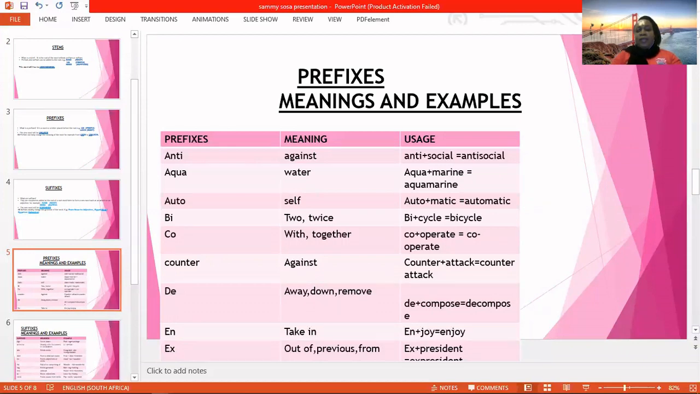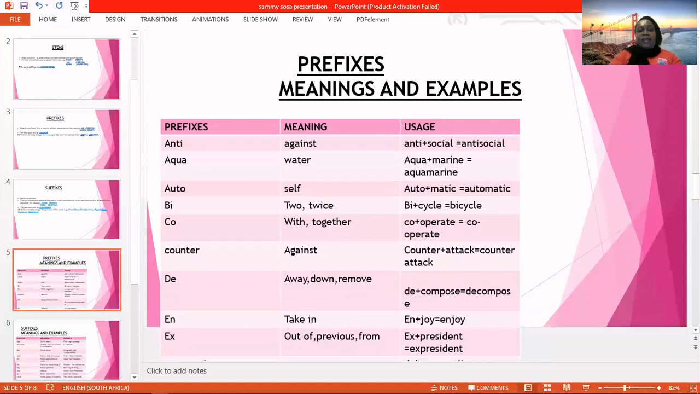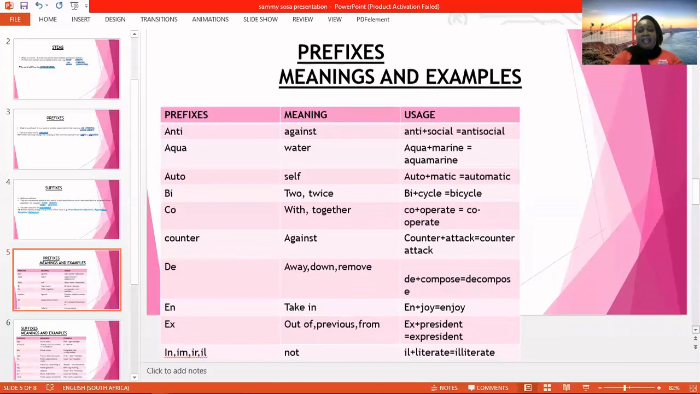Then we move on to ex. It means out of, previous, from. And we think of ex-president. Ex plus president will give us ex-president. Ex plus classmate will give us ex-classmate. Previously, they were your classmate, but now this person maybe is in another class.